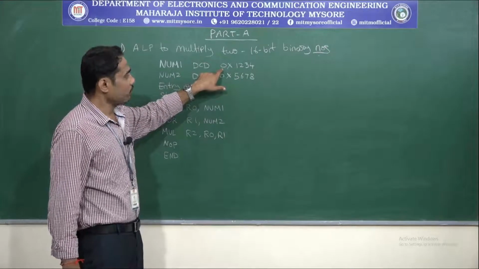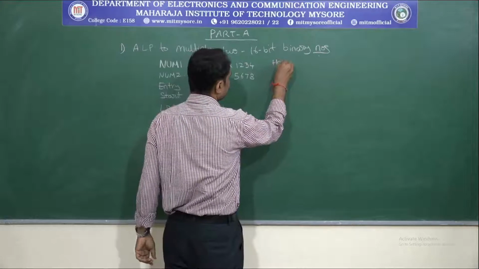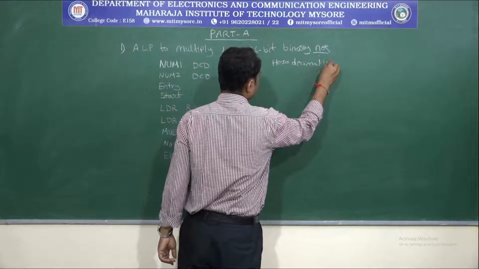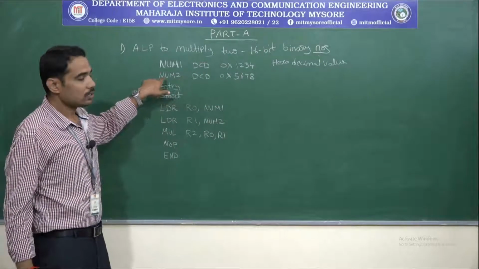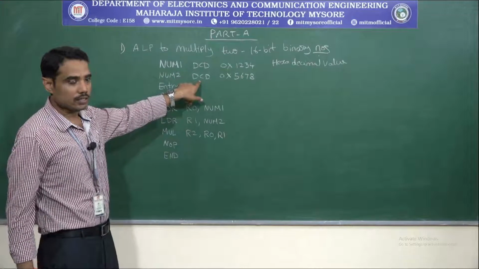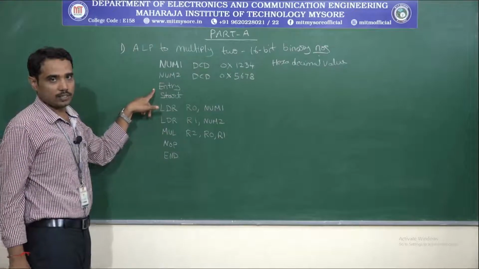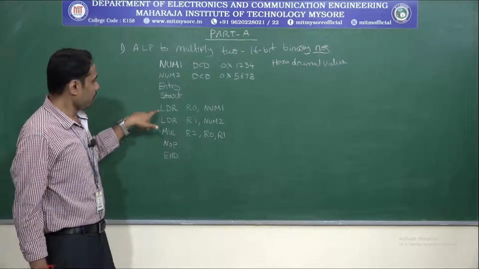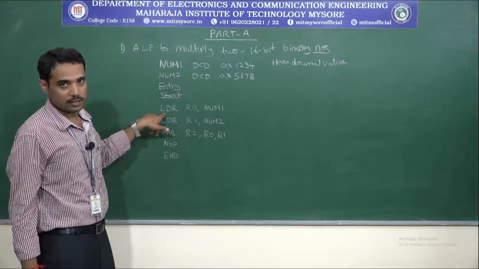If you write in terms of 0x, that denotes the hexadecimal value, and the second hexadecimal value is related to the variable num2, followed by the assembler directive DCD, define constant data 5678. And we have the entry into the program to start the program, and LDR here implies load data from register.